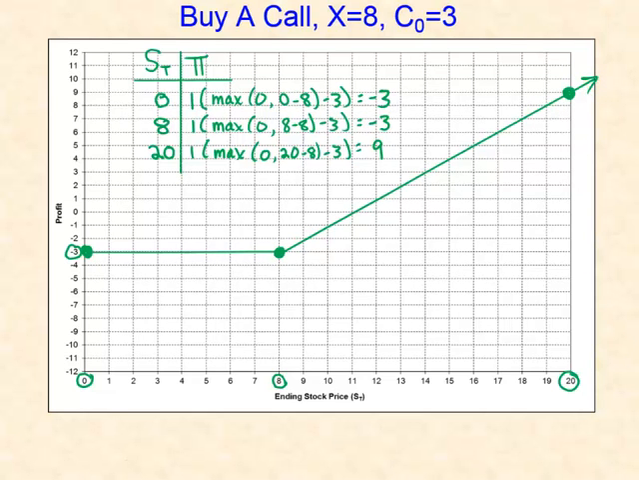When you buy a call option, the worst that can happen is the option expires out of the money. And the option is out of the money for any stock price less than the exercise price, which is 8. So between 0 and $8, the option is out of the money, and for any stock price greater than $8, the option is in the money. So when we buy a call option, our maximum loss is simply equal to the premium paid to buy the option. The profit potential from buying an option is unlimited.